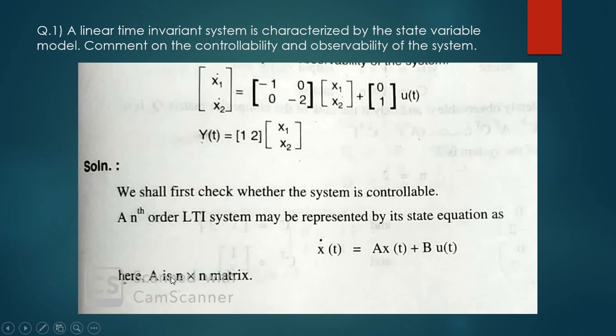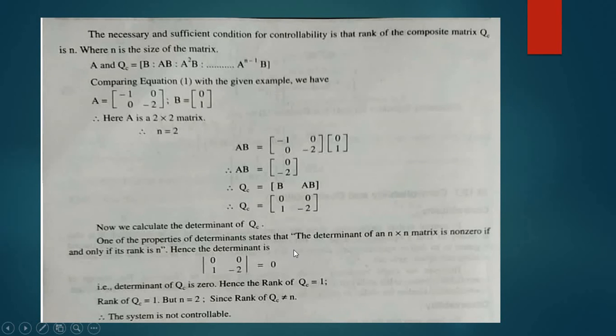Here A is an n by n matrix, so in this case A will be a 2 by 2 matrix, because you are comparing this equation with this. So the order is 2. The necessary and sufficient condition for controllability is that the rank of the matrix is n. So n is the size of the matrix.